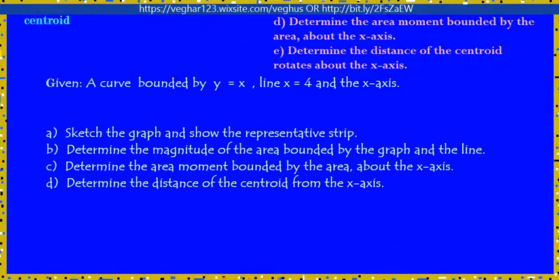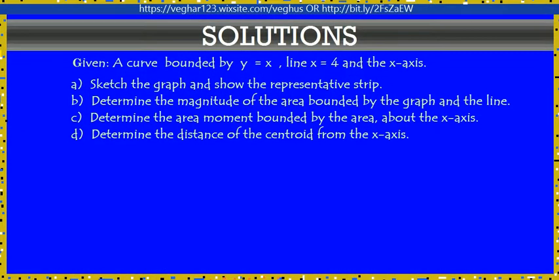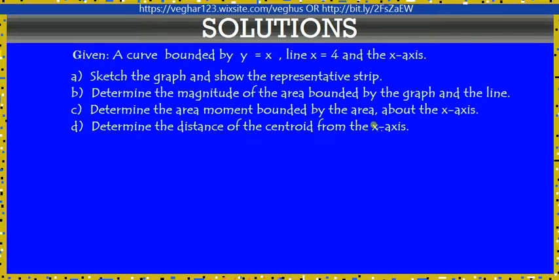So let's see what we are doing now. We are going to do these exercises and find a solution. Let's get started. You are given a curve bounded by y equals x, the line x equals 4, and the y-axis. So these are the boundaries.